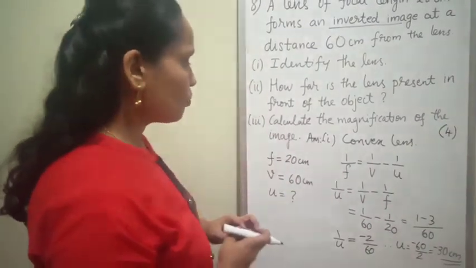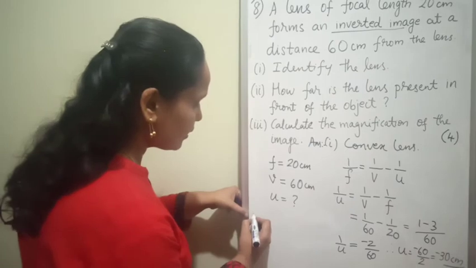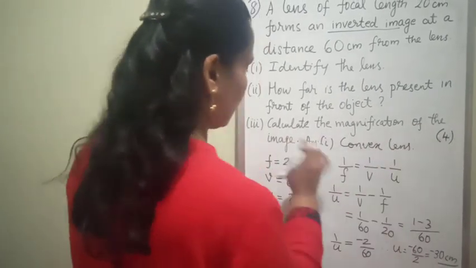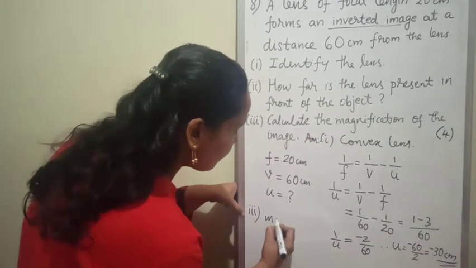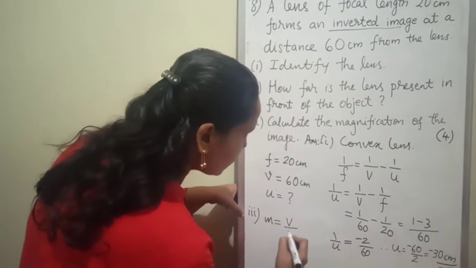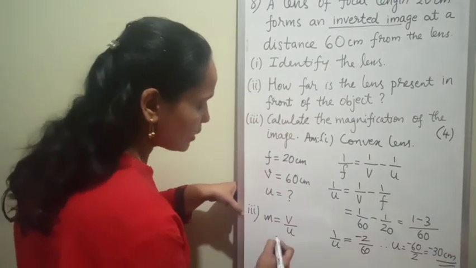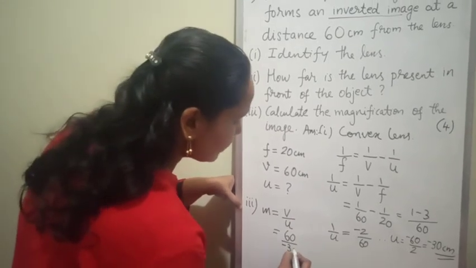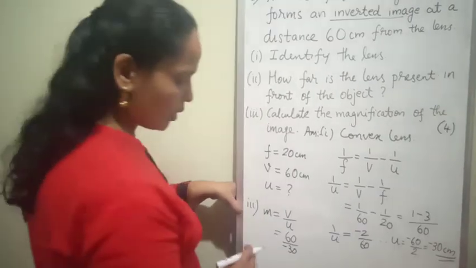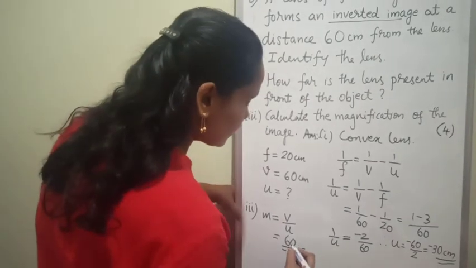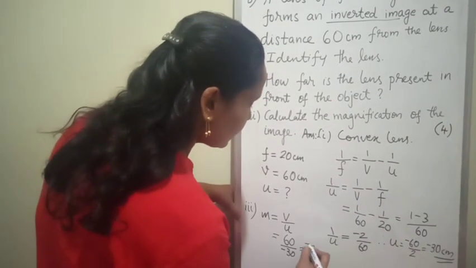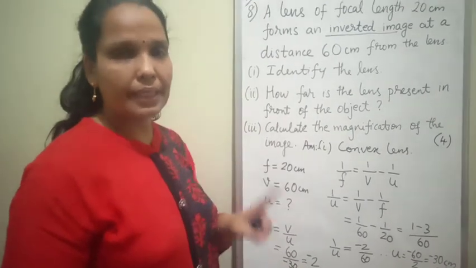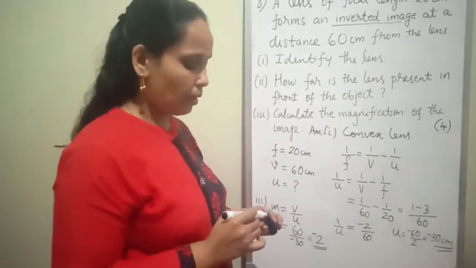Okay. Now one more part, that is the third part. Third part I will do here. Third part is calculate the magnification of the image. Okay, magnification formula m is equal to v by u. Here how much is v? V is 60 and u is minus 30. We got it from the previous answer. Okay, so this can be how much? 60 by 30 is 2, negative, minus 2. Okay, magnification is minus 2. You will be getting the next mark. So total 4 marks you will have.